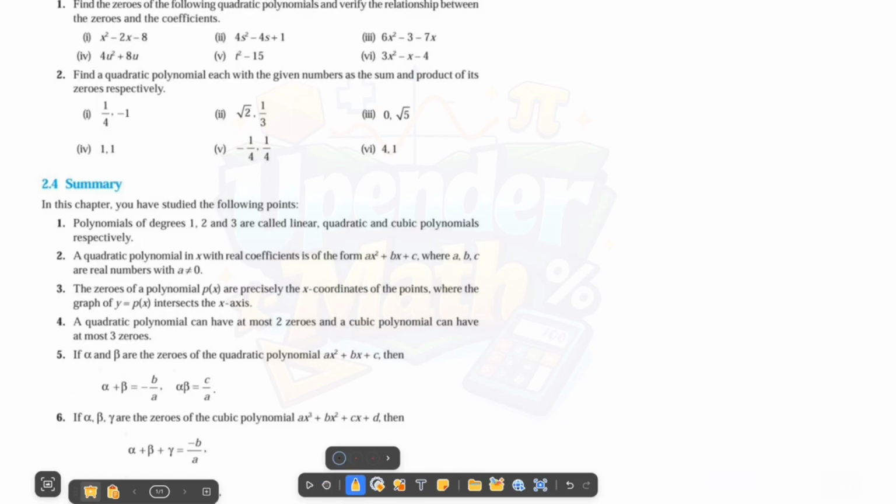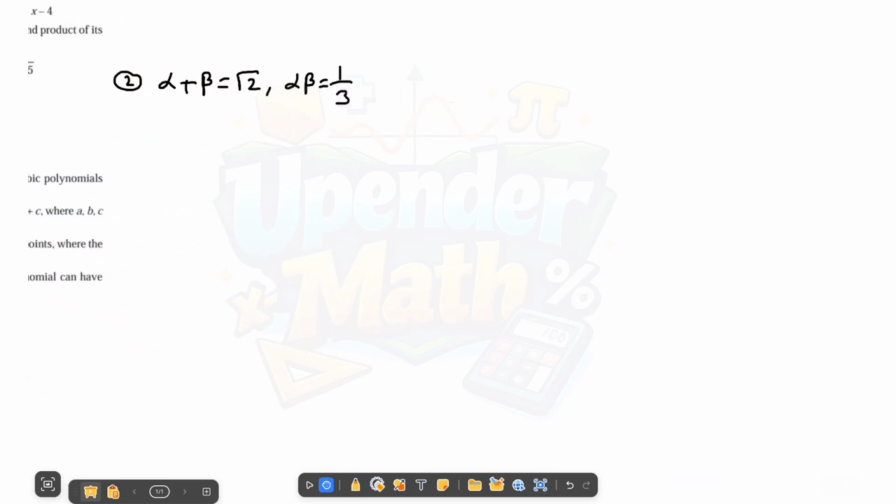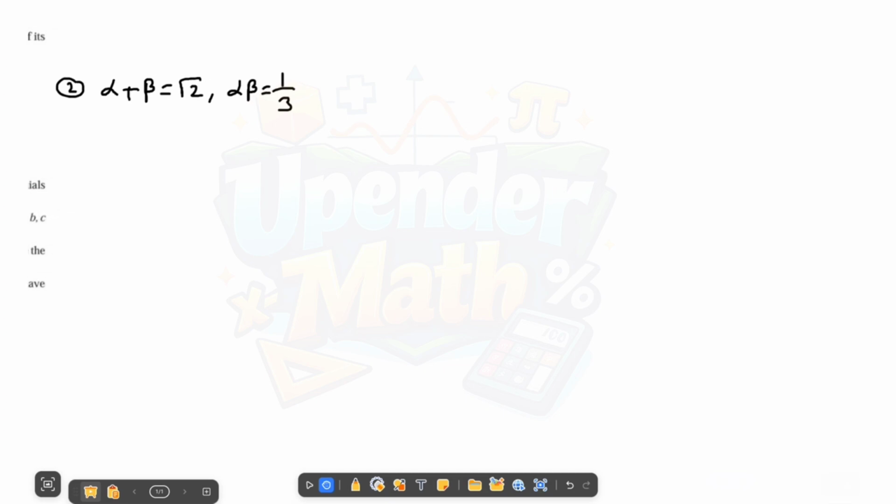Next, the second question is the sum of the zeros is √2 and the product of zeros is 1 by 3. So let's write here the second one. Let alpha and beta be the zeros. So alpha plus beta is equal to √2 and the product of zeros alpha into beta is equal to 1 by 3. So now we have to find the polynomial with these two things.